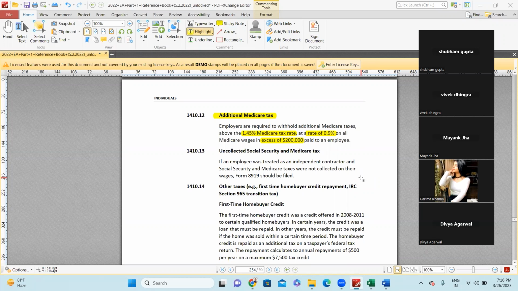So after your retirement, you get all the medical benefits free.